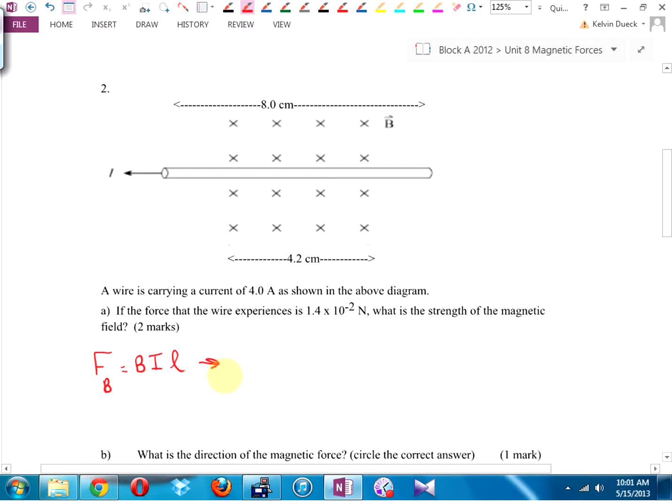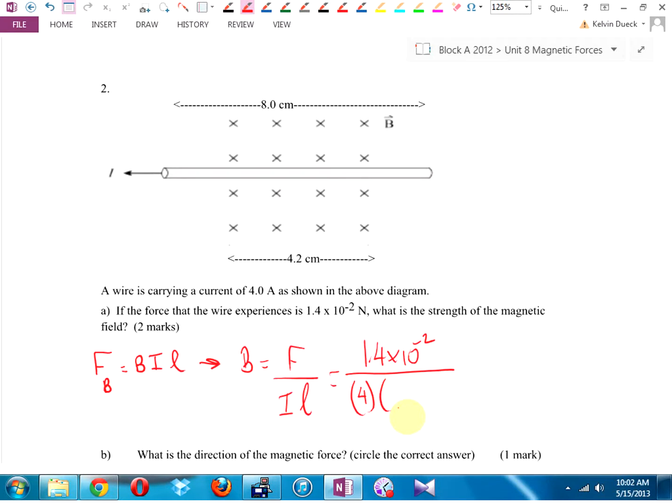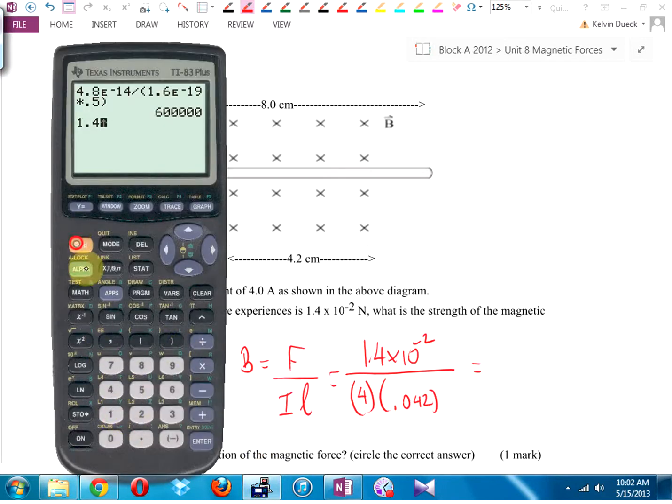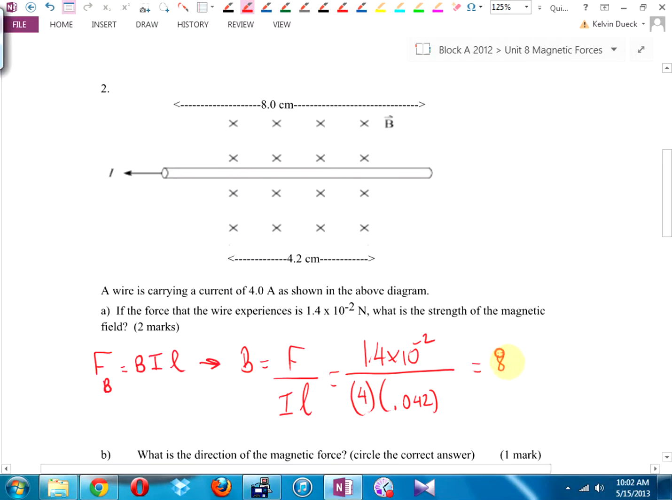What do they want us to find here, Ty? They want us to find magnetic field strength. Oh, B is going to be what? F over IL. It's going to be 1.4 times 10 to the negative 2 divided by 4 and divided by, which length? They gave me 2 in the question. Am I going to use the 8 or the 4.2? Technically neither, because they're in centimeters. I'll convert them to meters. But which one am I going to use? The section of wire that's in the magnetic field, which is the 4.2 centimeters. I'm going to use 0.042. And I get 0.083, how about 8.33 times 10 to the negative 2 Teslas.